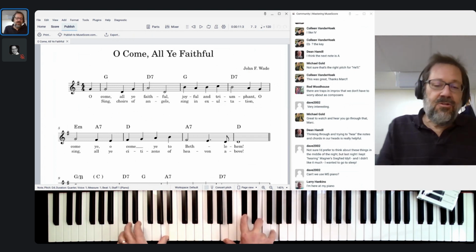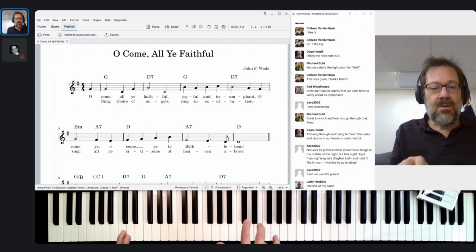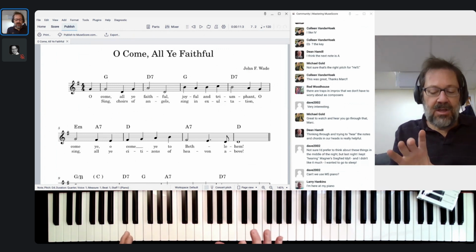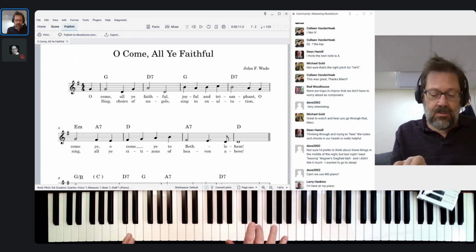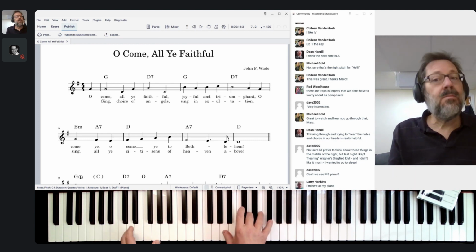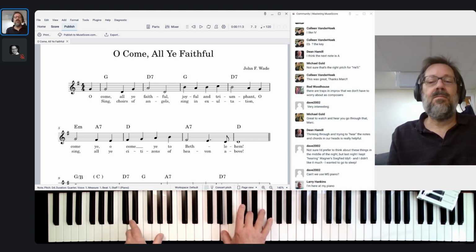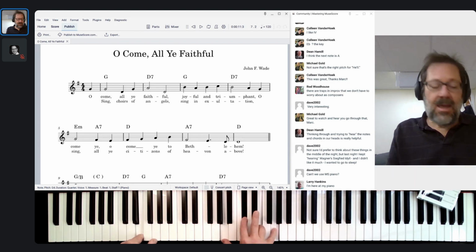And now to the D triad. Same story. We want our thumb on or below middle C, the other fingers above. Think it through. And now we've got the same two chords again. The A7 and D.